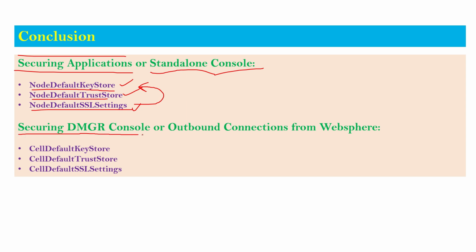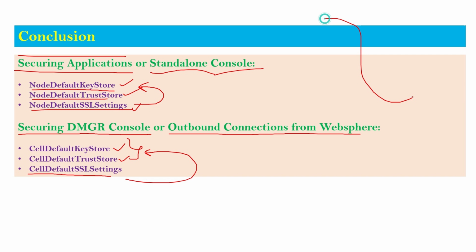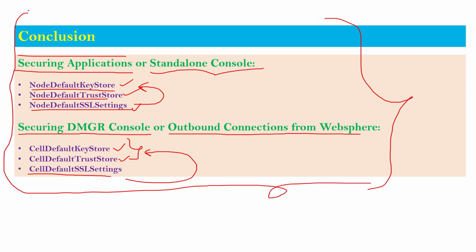Similarly, if you would like to secure your DMGR admin console, or maybe secure the outbound connections from WebSphere, we do the configurations at the cell default key store and cell default trust store level. And to reflect these settings, we have the cell default SSL settings, which we enable with the help of these key stores. So these concepts are the core concepts in WebSphere to understand complete end-to-end SSL configurations.